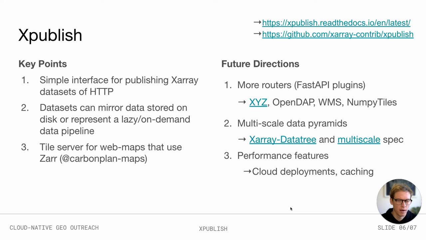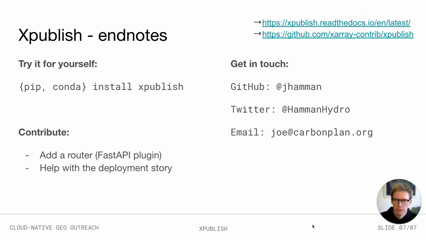So yeah, I mentioned before that we have a plugin system for routers, and so the Zarr router is the one that we use mostly now, but we can add additional ones, and there's a pull request open for the XYZ router already. We're looking at multi-scale arrays, basically image pyramids for multidimensional data. And so combining Xarray's DataTree package, which is just in early stages of development, with the multi-scale spec is kind of a frontier.